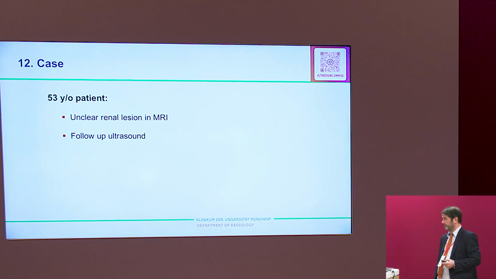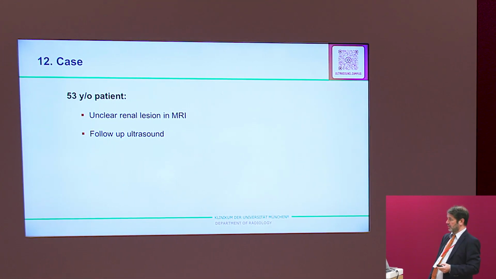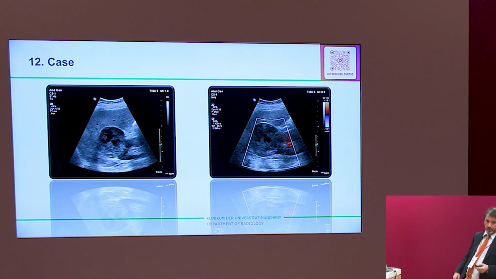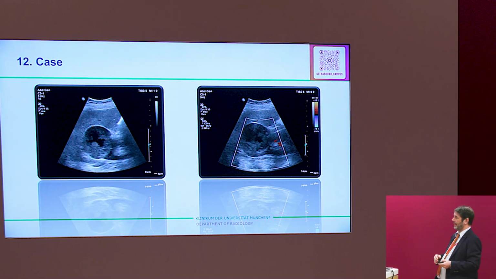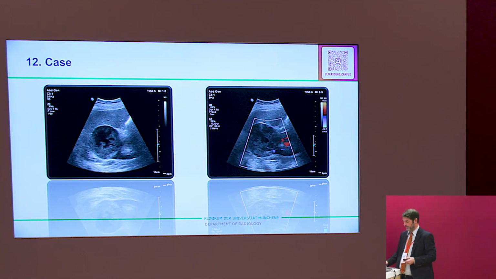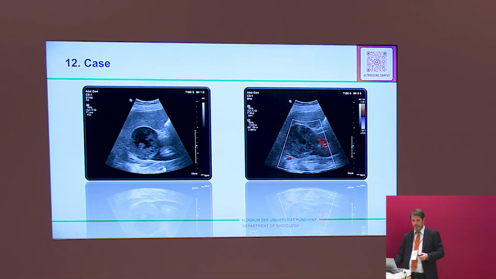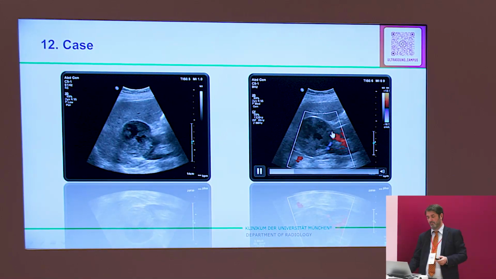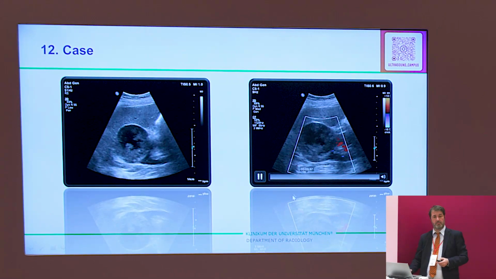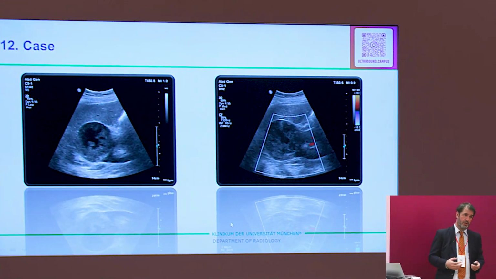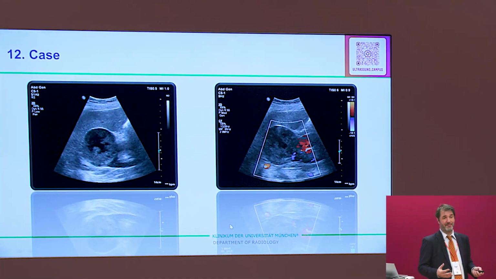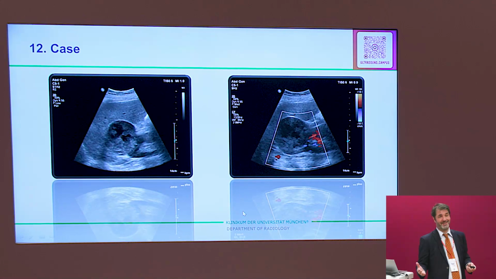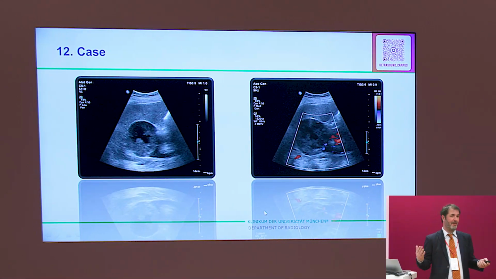Another case. An unclear renal lesion detected in the MRI. The patient comes for follow-up. I show you the conventional grayscale and color Doppler. So we see there is a big lesion on the right kidney. Color Doppler could not show any vascularization. Now the key question: is color Doppler not good enough to show vascularization, or is there no vascularization? That's the reason why we don't see any color.